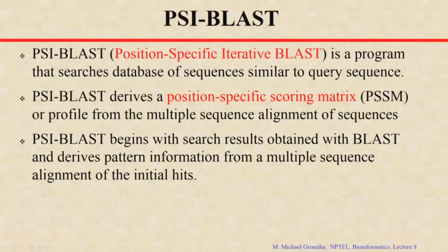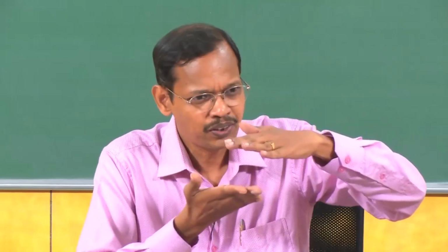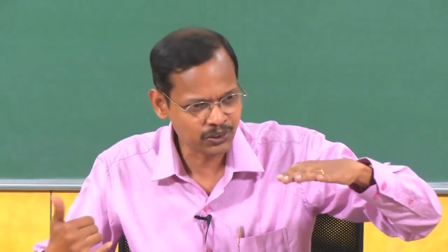How to do this? First, search the results with BLAST and derive the patterns from the multiple sequence alignment of the initial hits. Then they repeat the process. For example, if you have two alignments that are perfectly matching, and the third one is matching at, for example, the 10th position and 11th position, they iteratively change and see if there are fine tunes with the best match, then keep that at the top, and then again tune the rest. So during the iterative process finally they make the perfect alignment. This is how PSI-BLAST works.